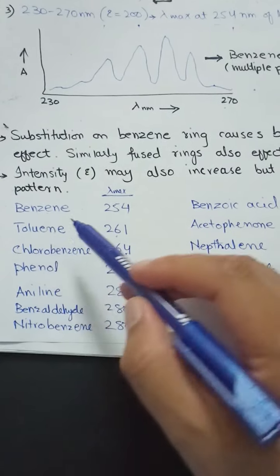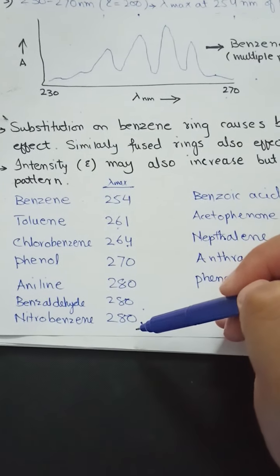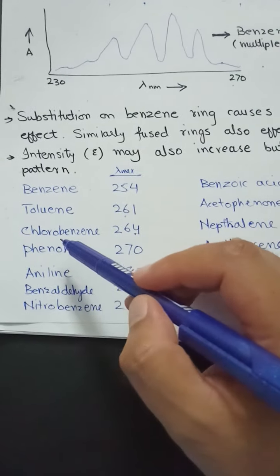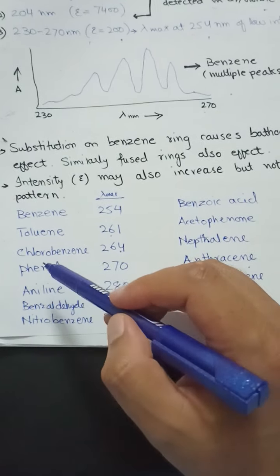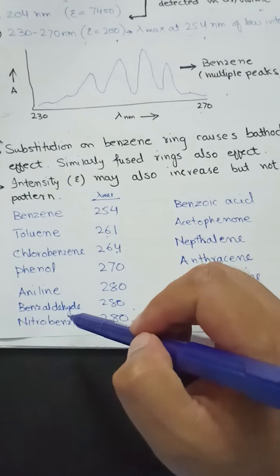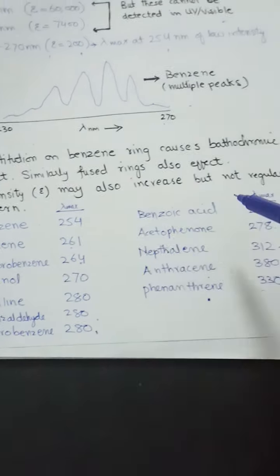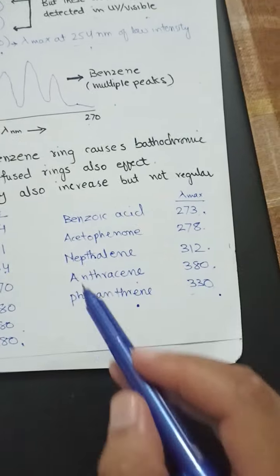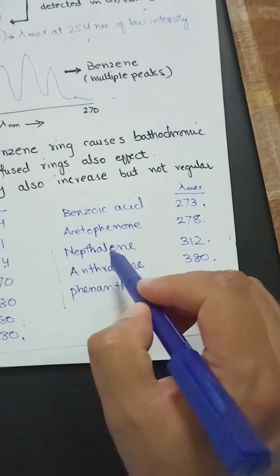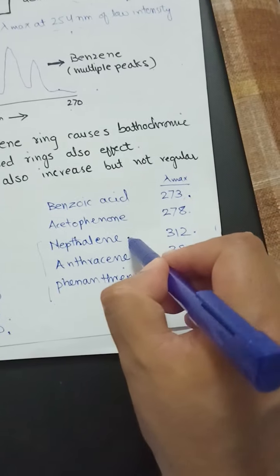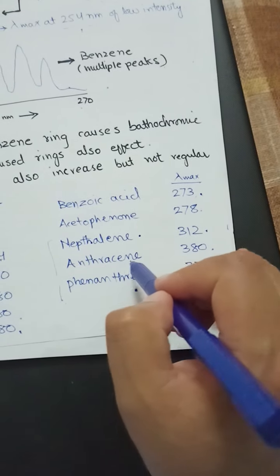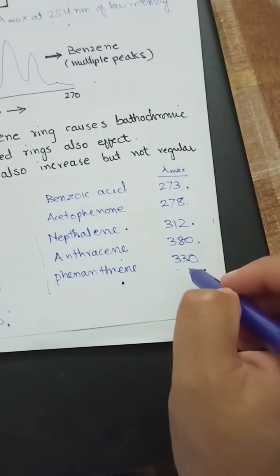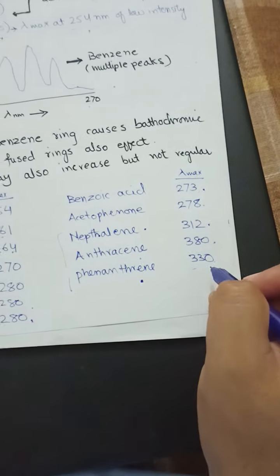So now we are going to take some examples of the aromatic compounds and their lambda max: benzene 254, toluene 261, chlorobenzene 264, phenol 270, aniline 280, benzaldehyde 280, nitrobenzene 280, benzoic acid 273 nanometer, acetophenone 278 nanometer, and these are the fused rings of benzene. Naphthalene contains two fused benzene rings which gives 312 nanometer. Anthracene contains three rings, 380 nanometer, and phenanthrene also contains three rings which are fused with a different structure, so it gives 330 nanometer.